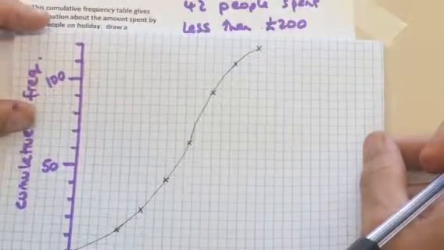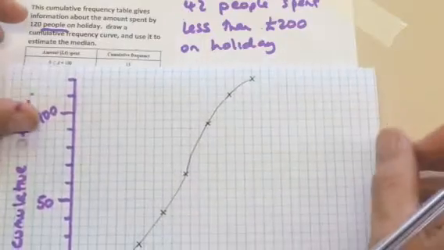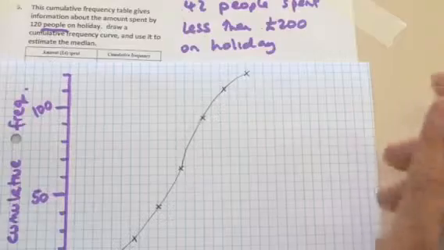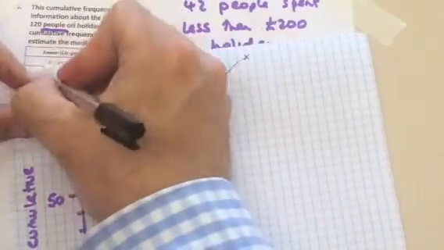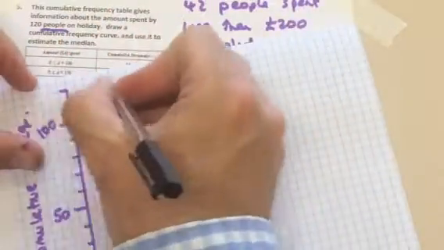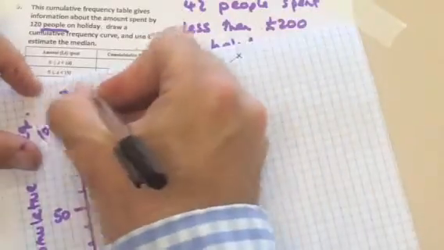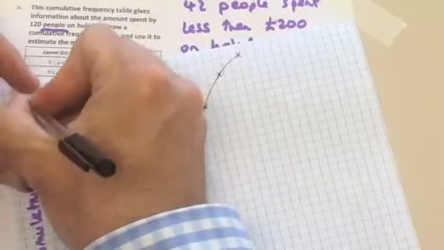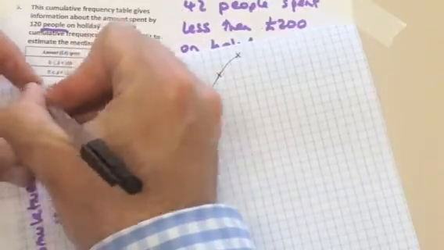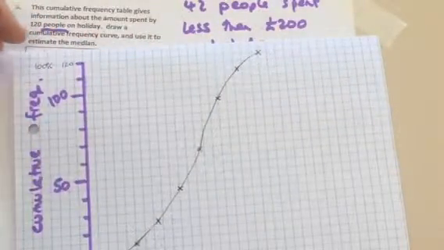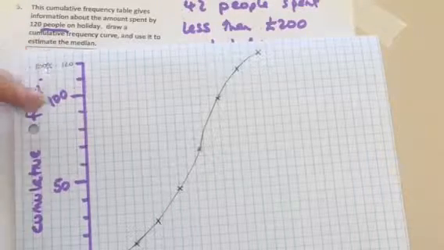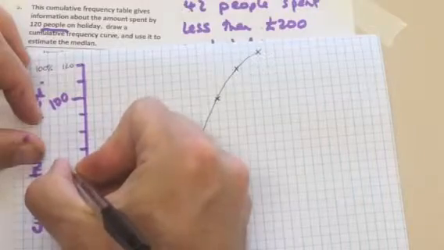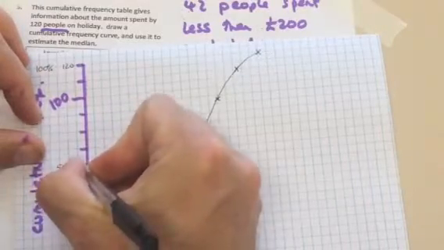Okay. It now asks us to estimate the median. Now, there are 120 people, so the top of the graph, I don't mean the top of the axis, but the highest value on here is 120, so that is everybody, or 100%. To find the median, we need to go to 50%, or half of 120, which is 60. So I'm going to write 50% equals 60.